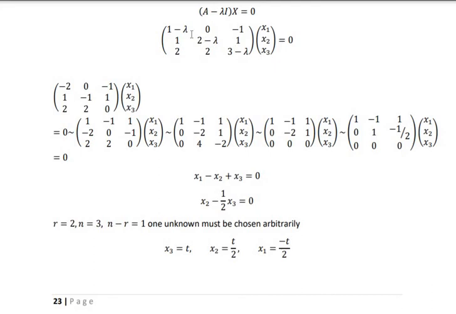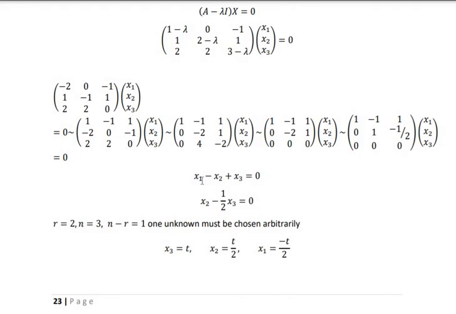A minus lambda I is this matrix. So you can substitute lambda equal to 3 in this equation. So you will get the matrix [-2, 0, -1; 1, -1, 1; 2, 2, 0] times [x1, x2, x3] equal to 0. So you can apply row elementary transformations on this coefficient matrix. Then you will get the equivalent matrix. Finally you will get the equivalent matrix as [1, -1, 1; 0, 1, -1/2; 0, 0, 0]. This is the echelon form.